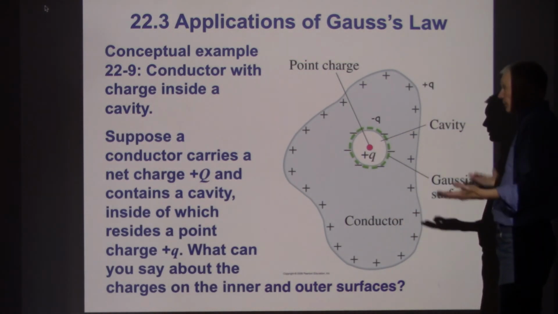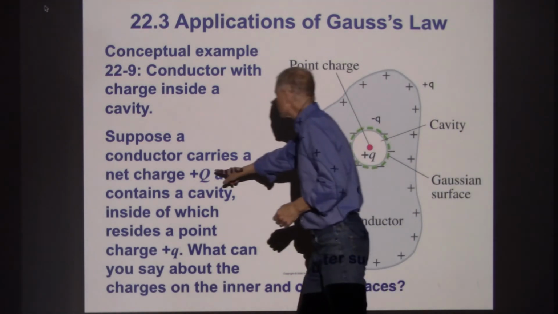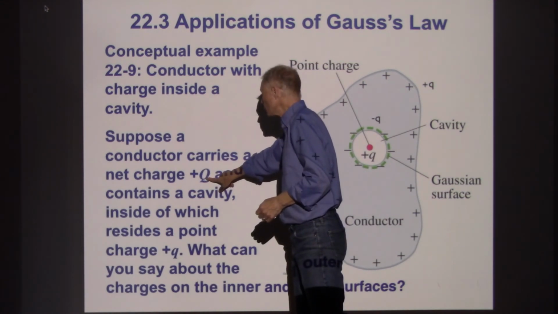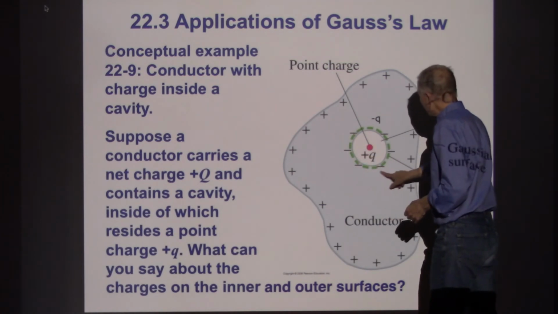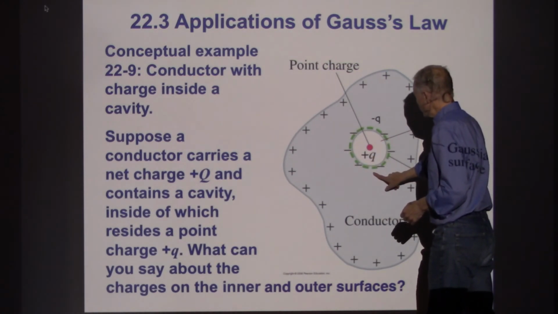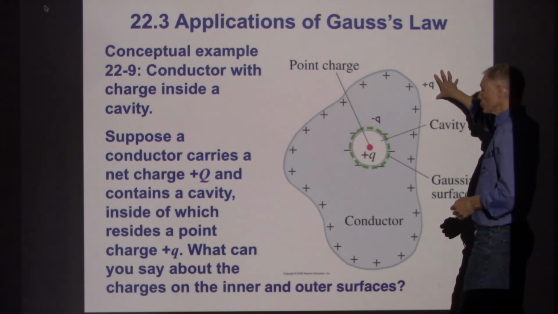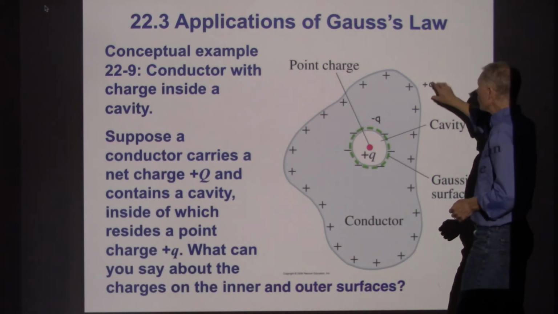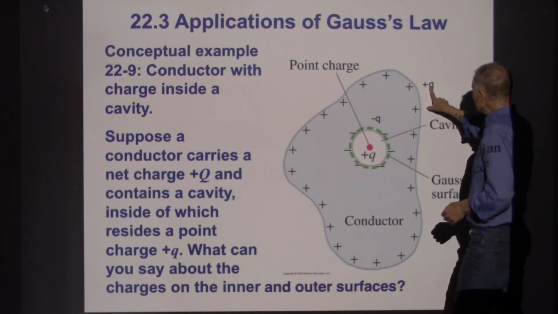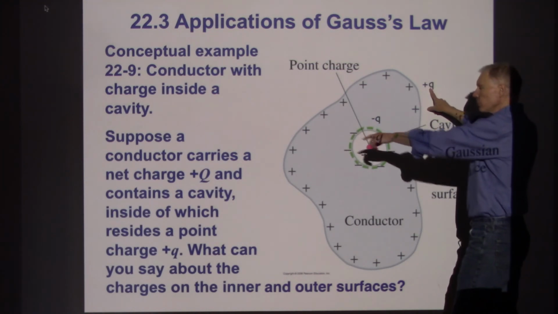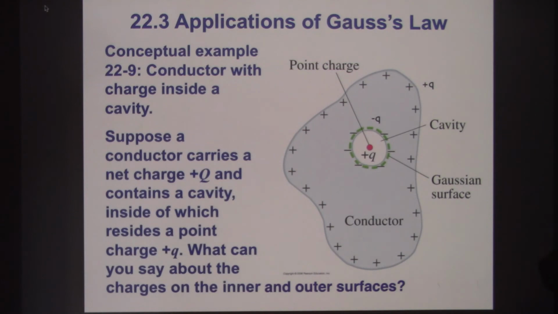Now the conductor itself started out with a charge of plus Q already. So the conductor now has a charge of negative Q here. That's going to add an additional plus Q to the outer surface. So on the outer surface now, we're going to have a plus Q and the original plus big Q, both present on the outer surface.